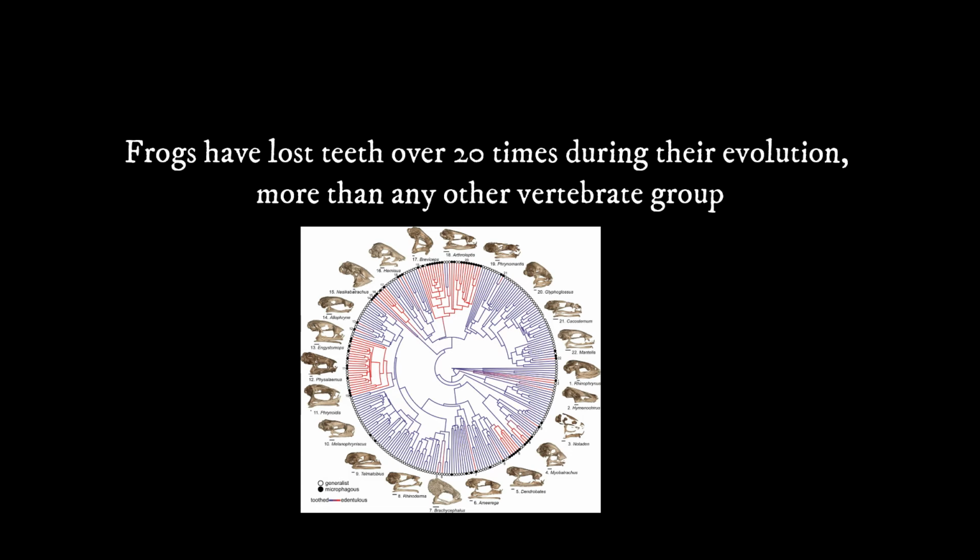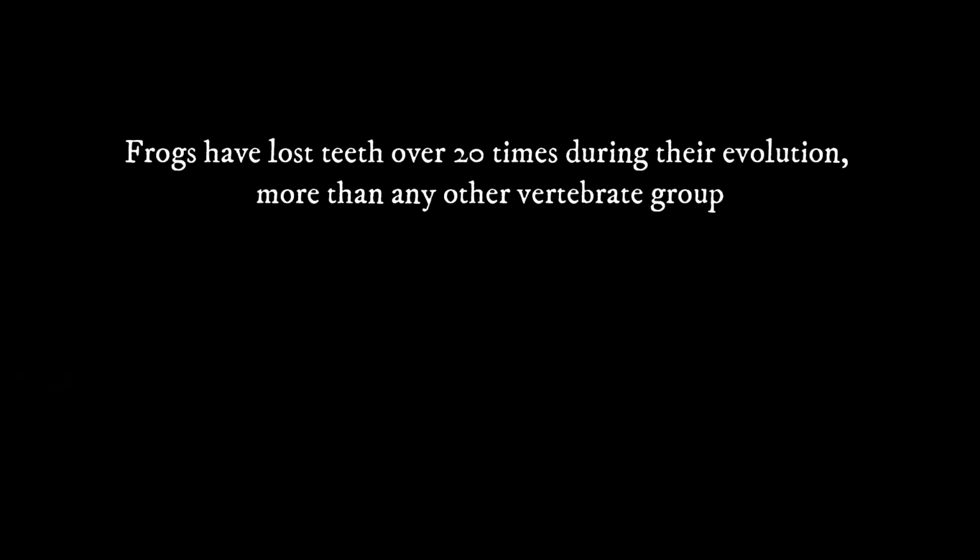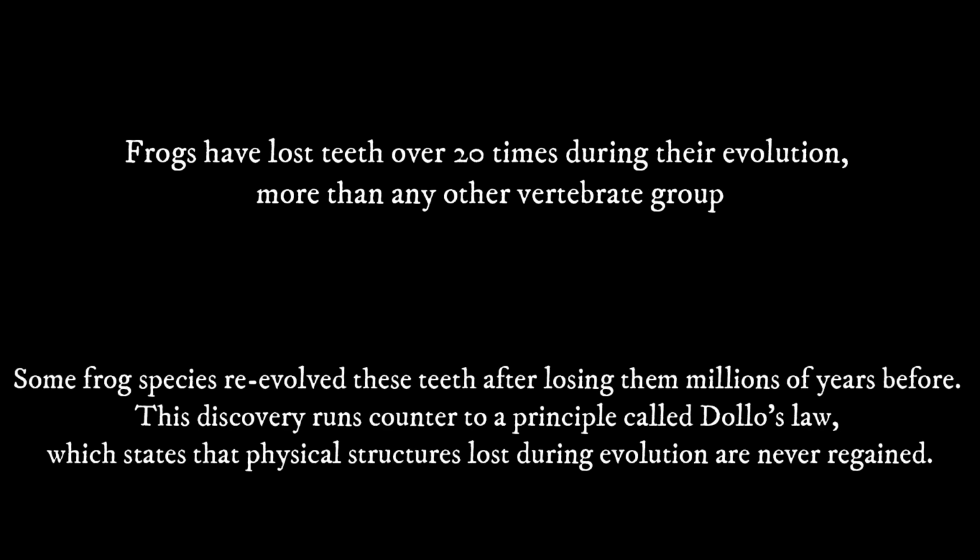Frogs have lost teeth over 20 times during their evolution, more than any other vertebrate group. Some frog species re-evolved these teeth after losing them millions of years before. This discovery runs counter to a principle called Dollo's law, which states that physical structures lost during evolution are never regained.